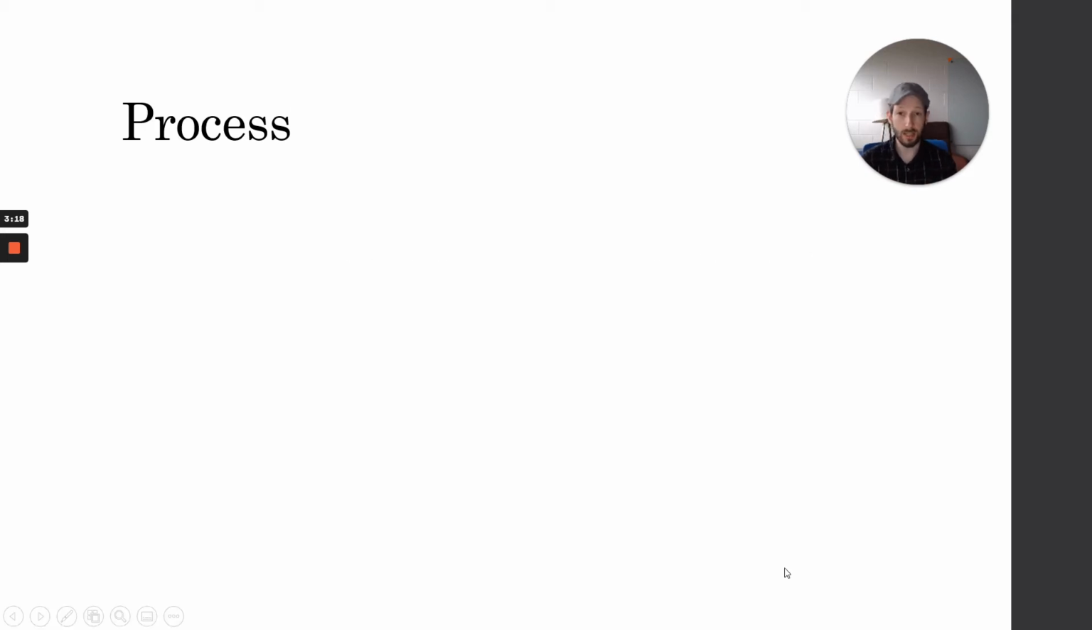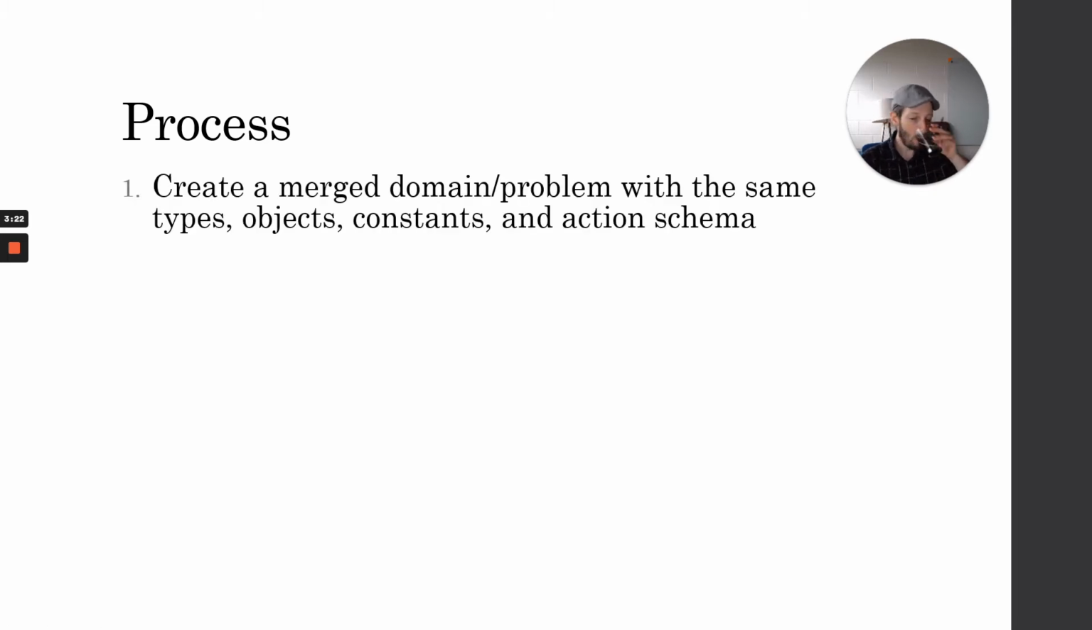Okay, so what is the process for this domain model alignment that we're doing? The first step is that we merge the 2 domain and problem files, assuming that they have exactly the same types, objects, constants, and action schema. Right, and so you are not allowed to have a different set of types. The types can't mean different things. They are the exact same set of types, objects, and constants inside of your problem and domain files respectively. And the action schema here means the action names and the typed parameters that are inside of it.